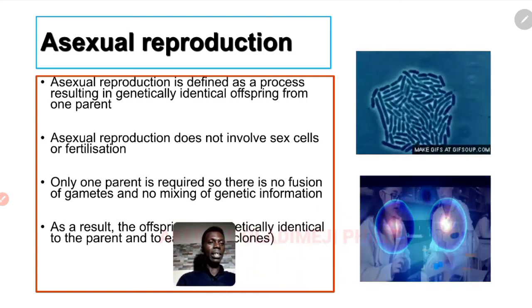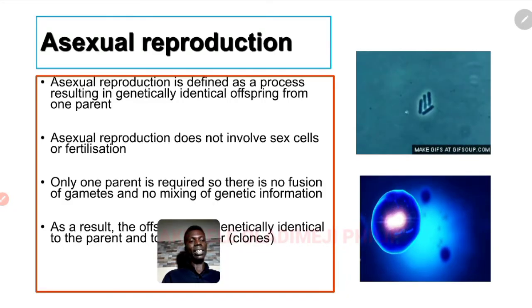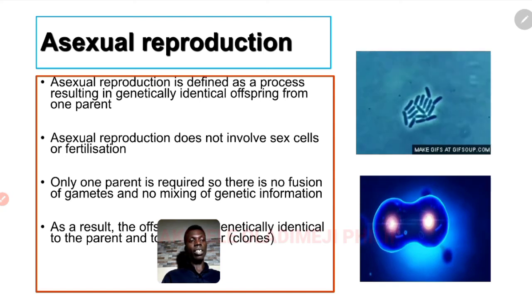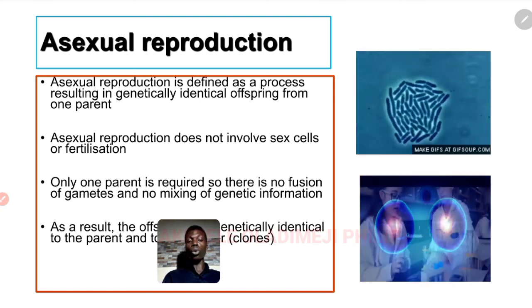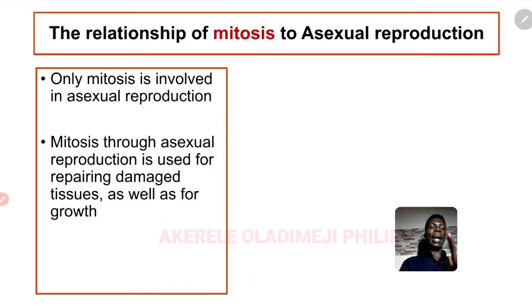So this is a cell. Sorry, that's a clip of a cell dividing by asexual reproduction or mitosis, basically. So let me show you now. Mitosis is related to asexual reproduction, while meiosis is related to sexual reproduction. You have to remember those 2 together. So mitosis is to asexual reproduction as meiosis is to sexual reproduction. So mitosis is involved in asexual reproduction.